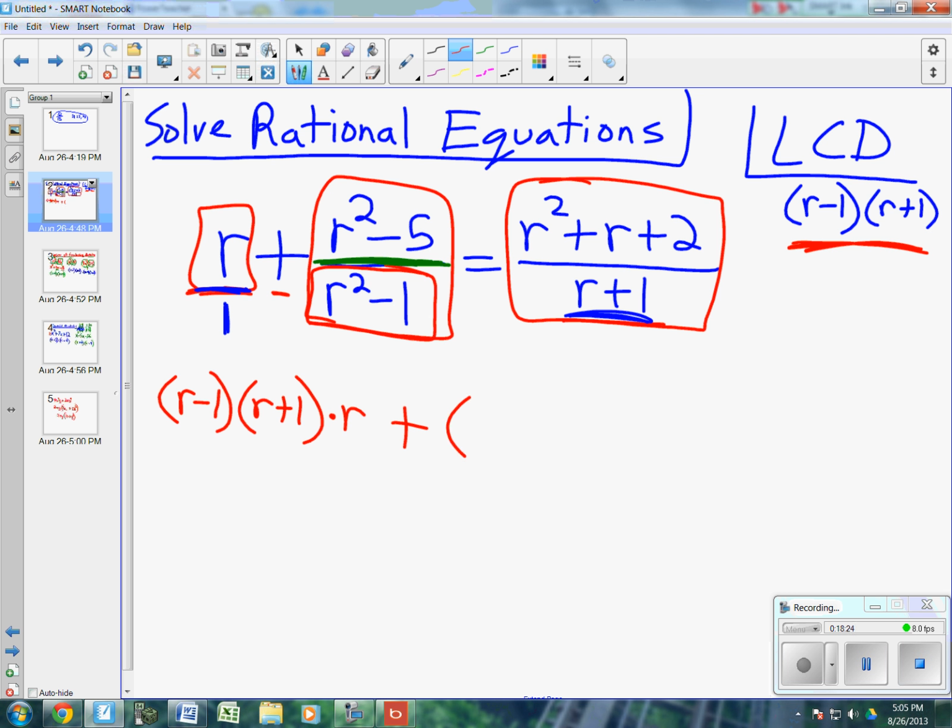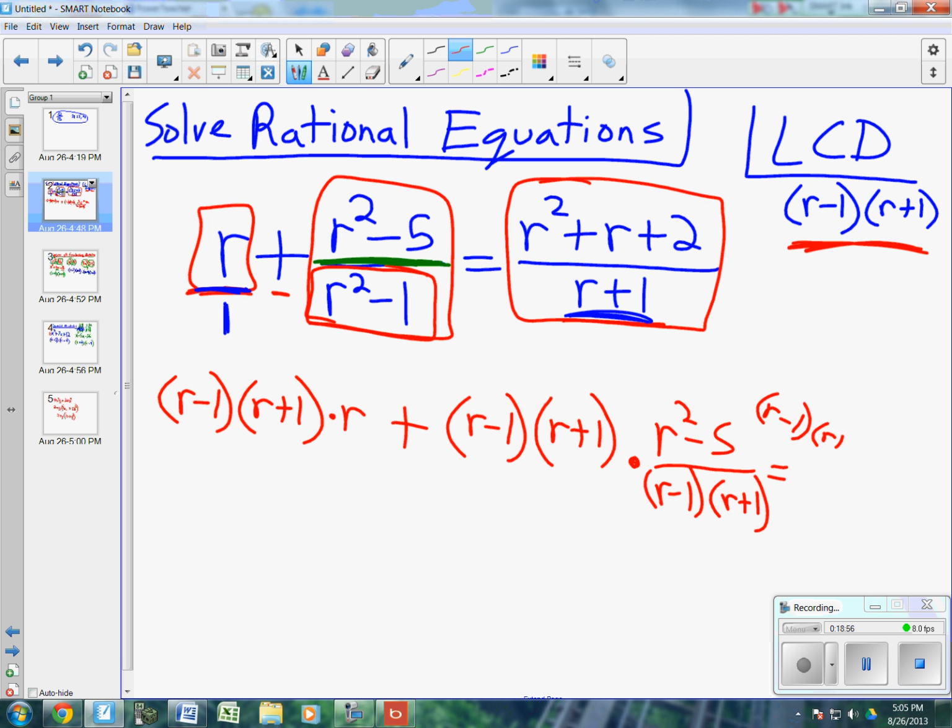We're going to take and multiply the least common denominator by r minus 1 times r plus 1 times the term r squared minus 5 over r squared minus 1. Now remember, r squared minus 1 is r minus 1 times r plus 1. Equals, and then I have this whole thing over on this side. I have r minus 1. I'm going to have to write a little small. Times r plus 1 times r squared plus r plus 2 all over r plus 1.